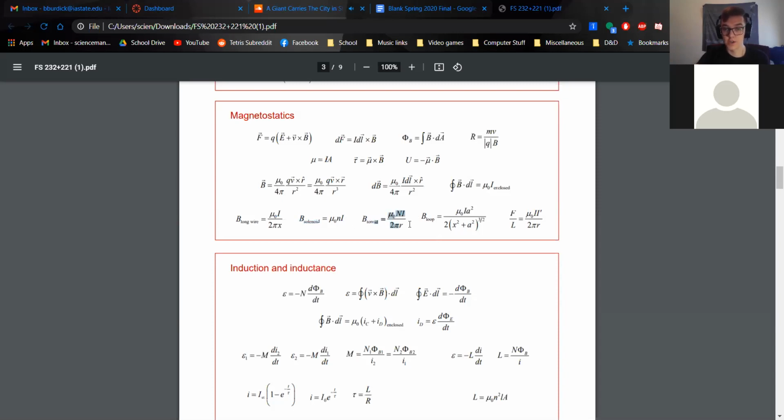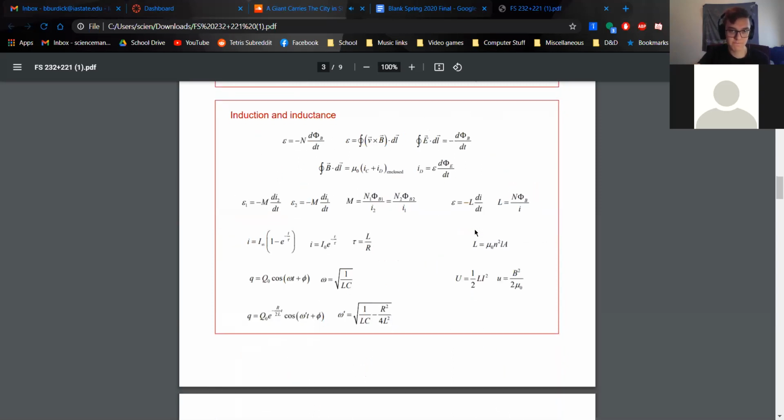And so a toroid is a donut, and a loop is just what you think it is. And then F divided by L, this is the force per unit length on a wire. That's what this equation refers to. So you need to have two wires. That's why there's I and I prime there.